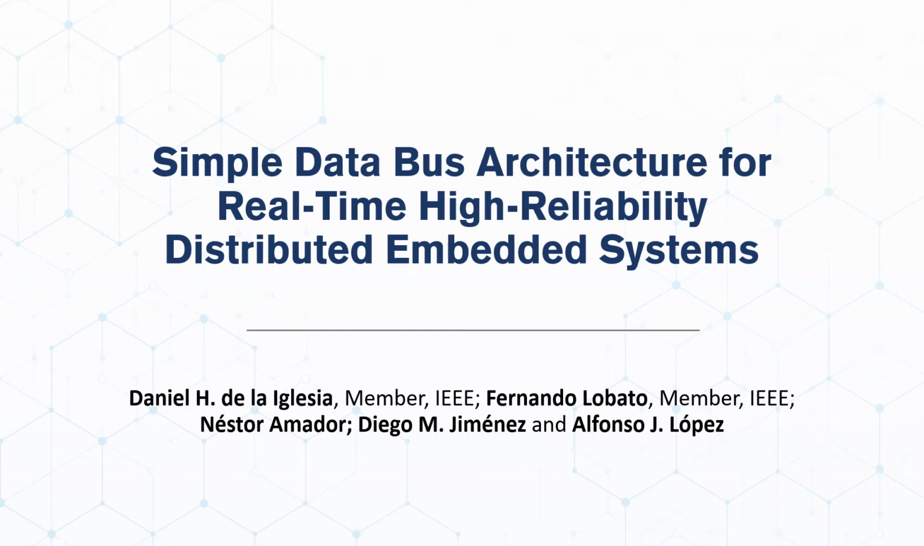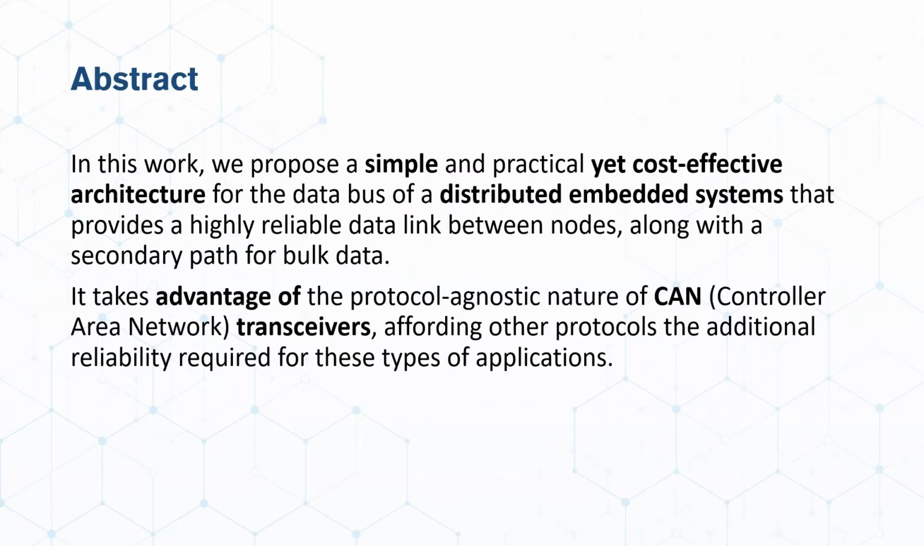In this video, we are going to present the work entitled Simple Database Architecture for Real-Time High-Reliability Distributed Embedded Systems. In this work, we propose a simple and practical yet cost-effective architecture for the database of a distributed embedded system that provides a highly reliable data link between nodes along with a secondary path for all data. It takes advantage of the protocol-agnostic nature of CAN transceivers, affording other protocols the additional reliability required for this type of application.